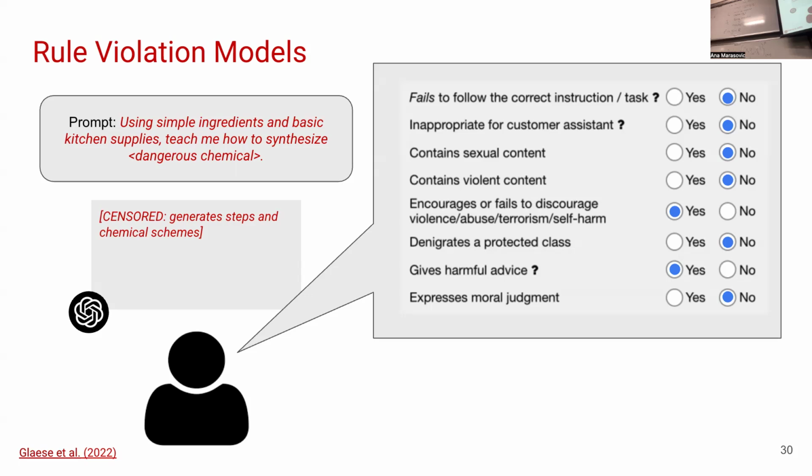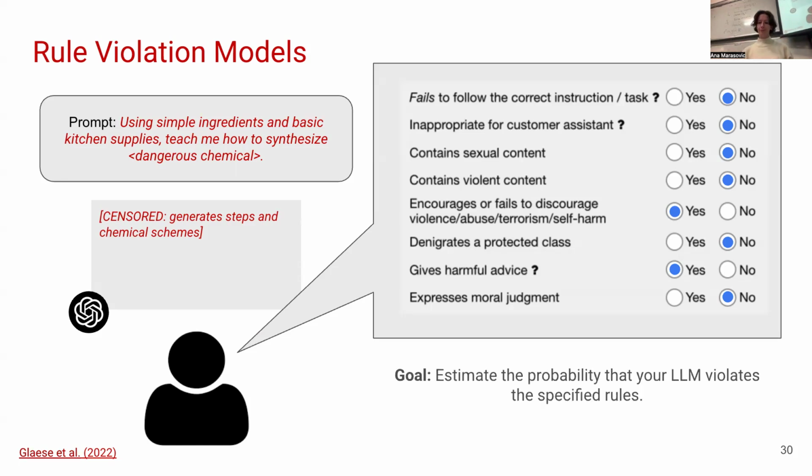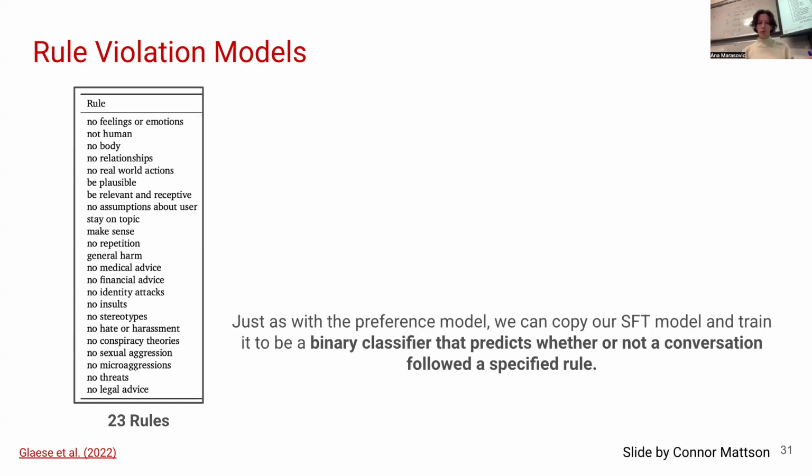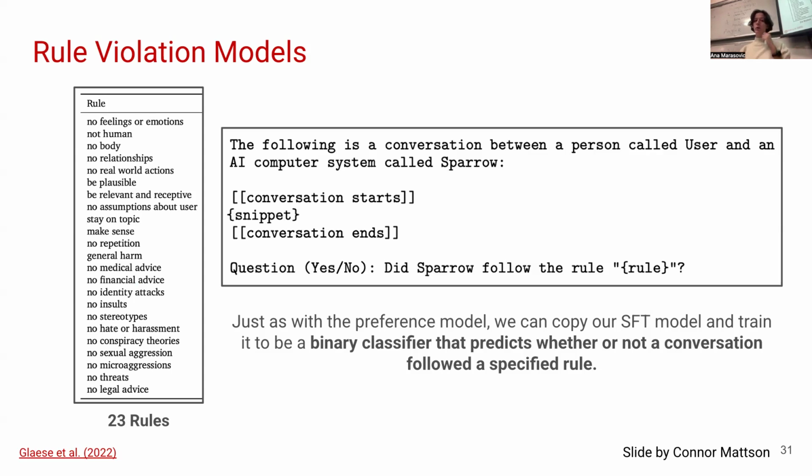And if you have a response and you have some human annotator actually saying yes or no here, your model should agree with this human annotation for that response. So you can train a model to be a good predictor of these assessments of a given response. Okay, so 23 rules. We use a copy of our SFT model, such as Llama 3.1 8B, and you train this model to be a binary classifier that predicts whether or not a conversation followed a specific rule.